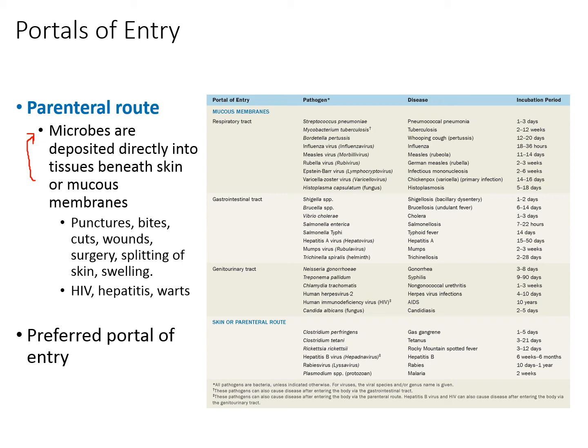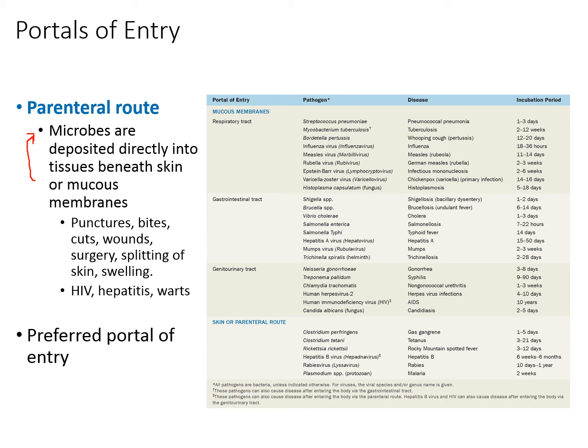Bites from people or animals, or insects for that matter, can also be an example of entry via the parenteral route. Cuts, wounds, surgery, splitting of the skin, swellings, all of those can lead to the entry of microorganisms below the skin. So they would be examples of diseases caused via the parenteral route.